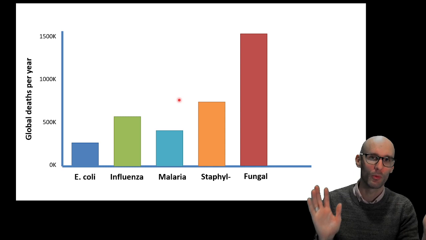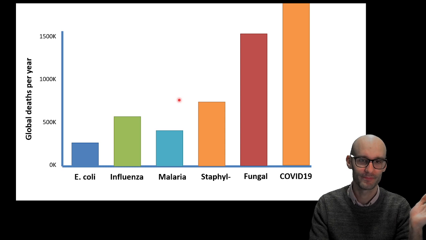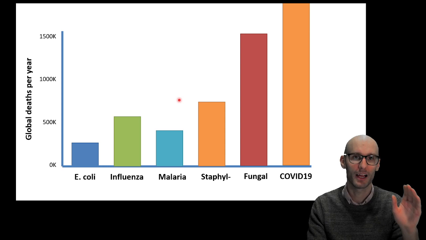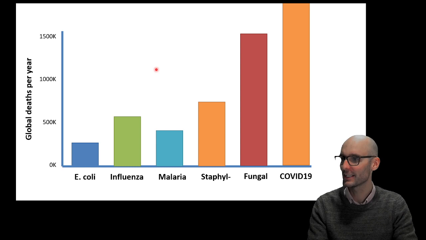Where does COVID-19 fit on this graph? It's over 4 million a year. So, yeah, it's not a conspiracy, guys. This pandemic is a real problem and it's blowing these other pathogens out of the water. Anyway, let's continue. So let's meet Candida albicans.